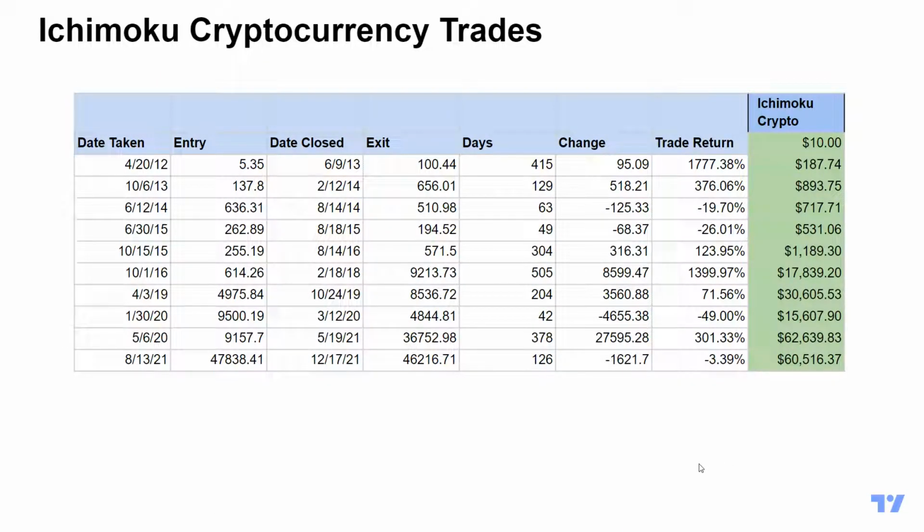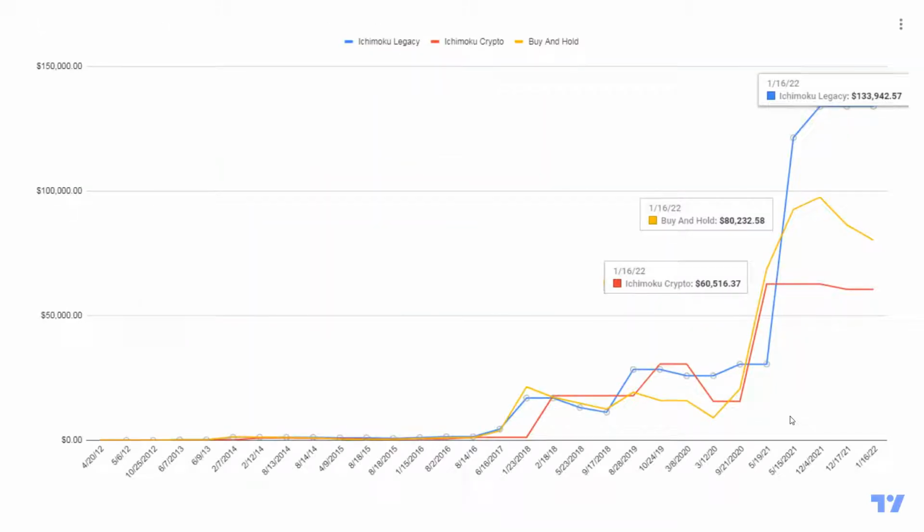This is using the cryptocurrency numbers for Ichimoku. Now, there's a lot less trades, and I'm going to go into why that is shortly. And this is the return from $10 starting on April the 20th, 2012, all the way up to December, where the last exit signal fired, just like the last exit signal fired for the original one, a few days close to that. So that's the trades for the cryptocurrency system.